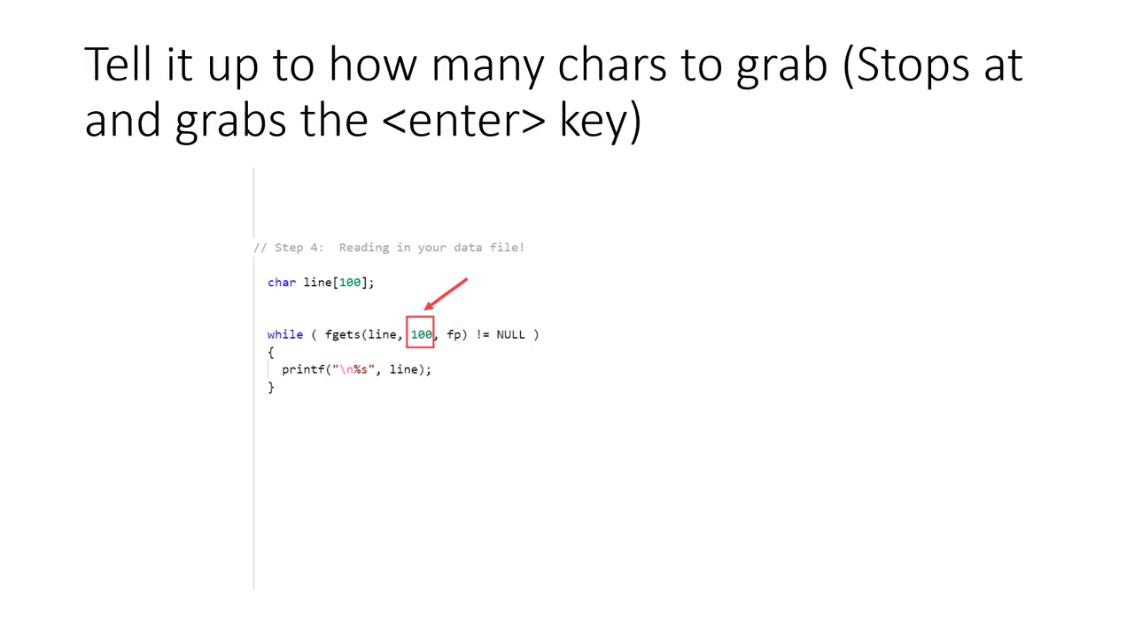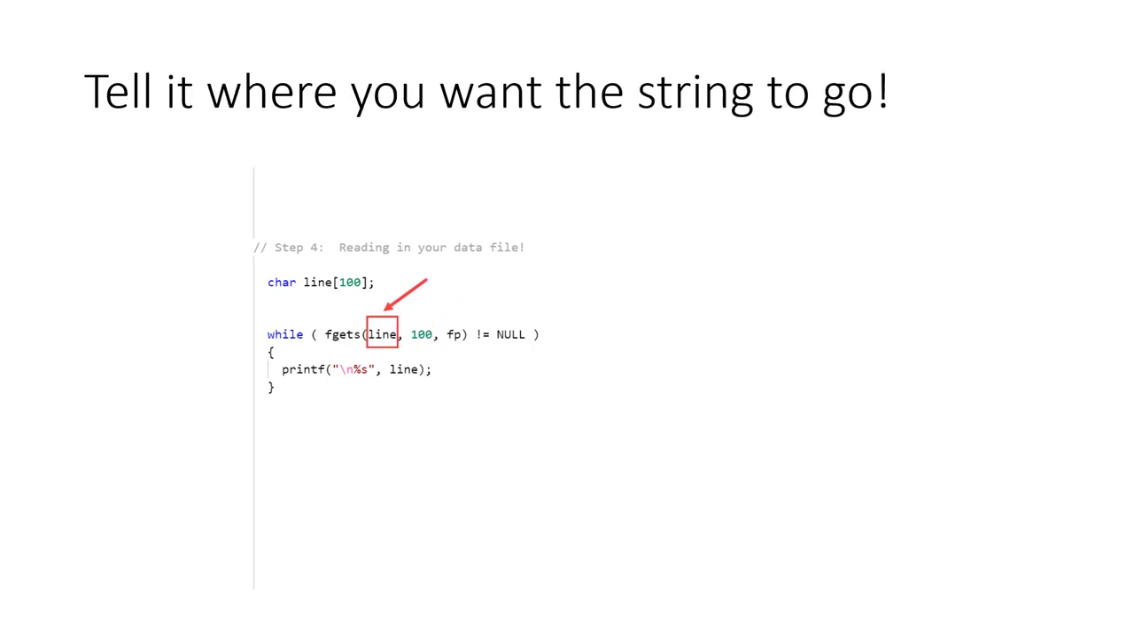The next thing we're going to do is tell it how many characters. This will stop either at the enter key or at 99 characters, and then throw in the null terminator as its line. Be sure that this number matches the character line that we were using. The last thing is to tell it where you want it to go. I want it to go into this string called line. I like calling it line because that's what it represents, one giant line.